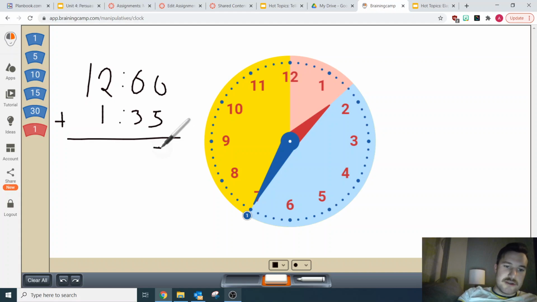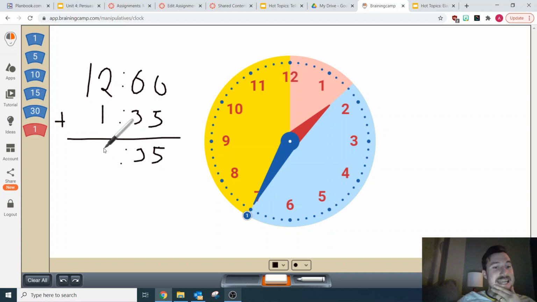add. 0 plus 0 is 0, 0 plus 5 is 5, 0 plus 3 is 3, and then 12 plus 1 is 13. Now, we don't typically, unless you're using military time, use 13s in our times. So after 12 o'clock, the next one is 1 o'clock. So this would actually not be 13:35, it would just be 1:35.